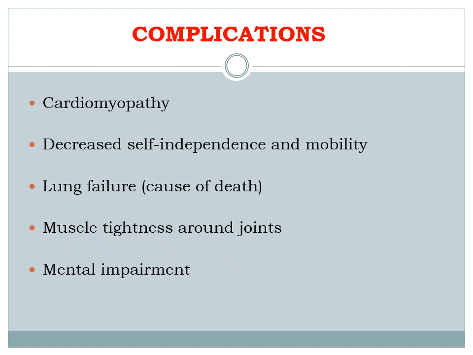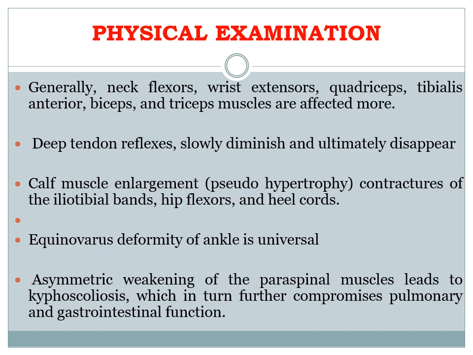Then muscle tightness around the joint, slowly, at a later stage, reduces the range of motion. There is weakness of the muscle, the muscles go to atrophy. Finally there is tightness around the joint structure. Then mental impairment: there are difficulties that affect the mental state of the patient.